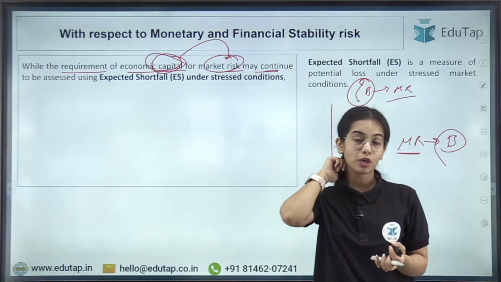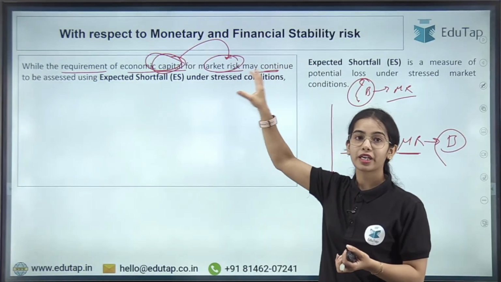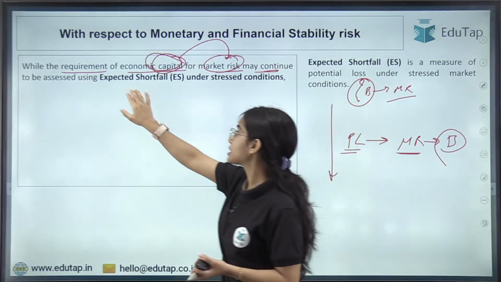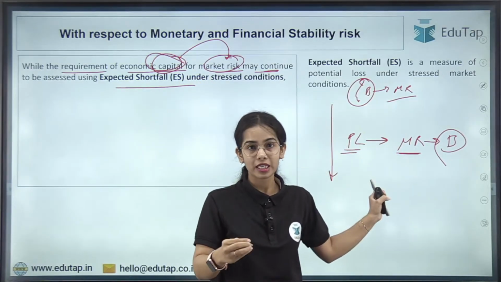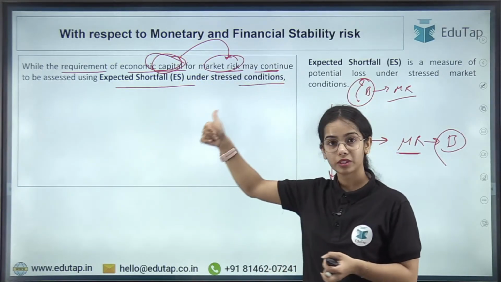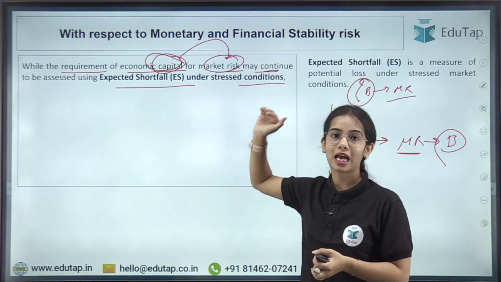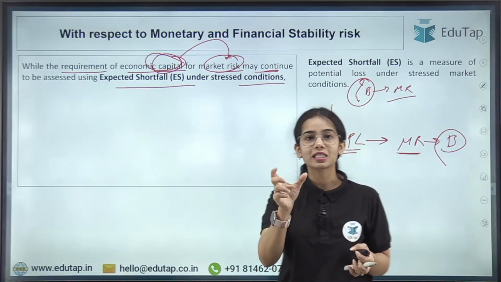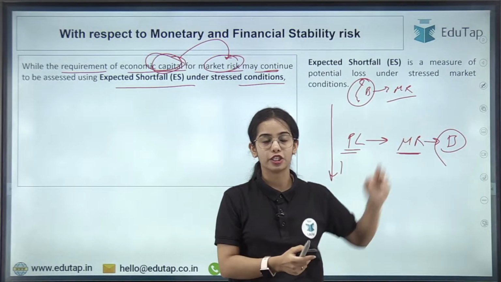So now the market risk is assessed on the basis of expected shortfall, the potential loss that the RBI can face under the stressed condition. I hope this is clear that the market risk is assessed, calculated, and seen using the expected shortfall, that is the potential loss under the stressed market condition.